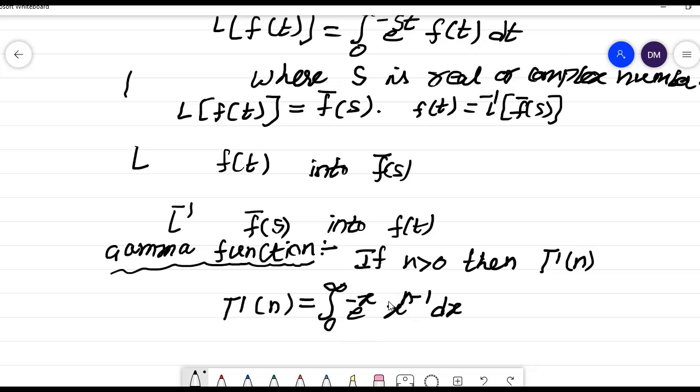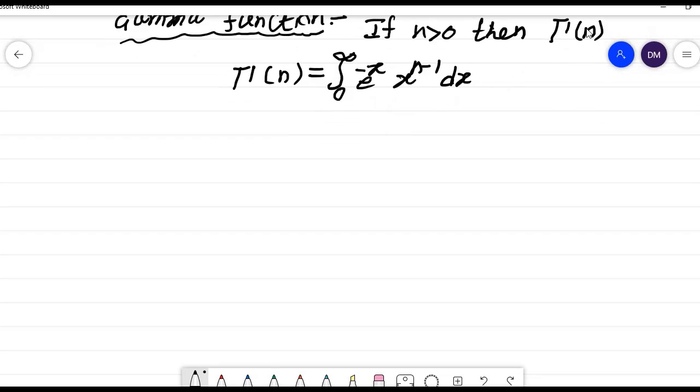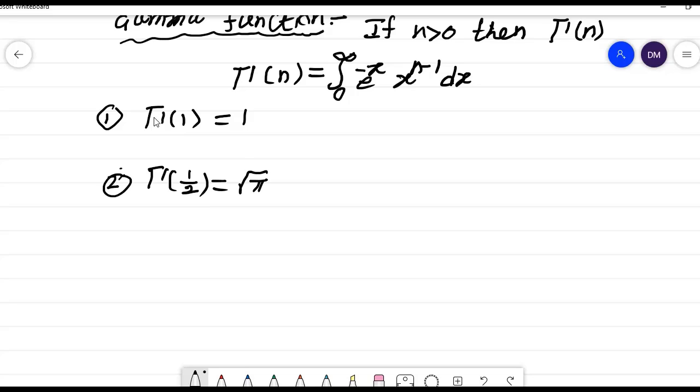What is that? If n greater than 0, then gamma function of n is denoted by gamma of n, and is defined as gamma of n is equal to integral 0 to infinity e power minus x into x power n minus 1 into dx. Now we have some properties of the gamma function. So the first property of the gamma function is gamma of 1 is equal to 1. We have to remember this result. Gamma of 1 value is 1. The second one is gamma of 1 by 2 is equal to root pi. Gamma of 1 by 2 value is root pi.